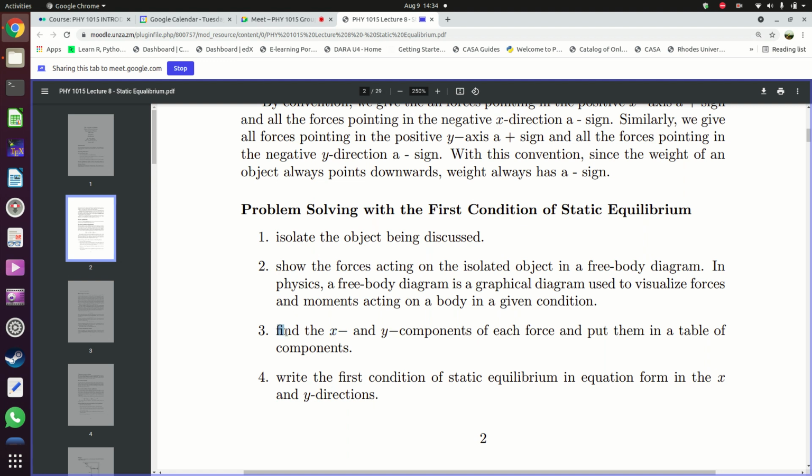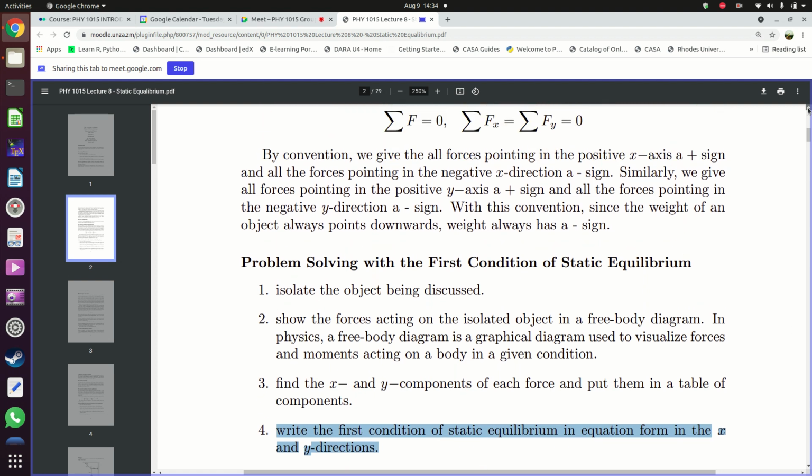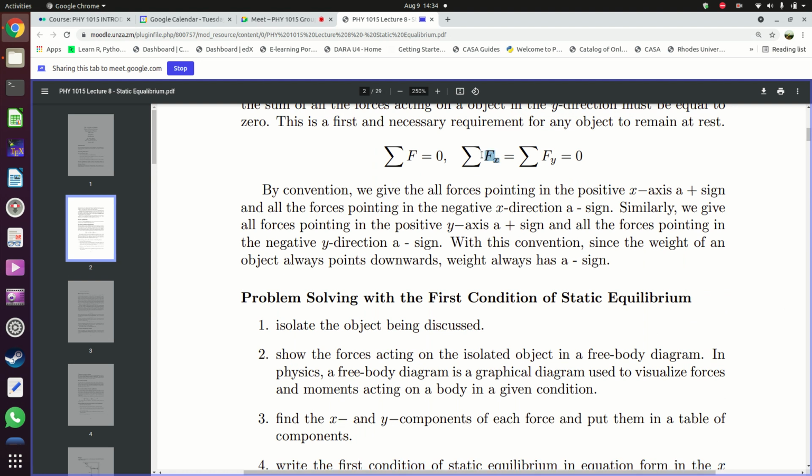Once you find the components for each of the forces on your free body diagram, then you start writing out the first condition of equilibrium. Basically, what you're saying here is, you add the x components of the forces, and the sum of the x components of each of the forces you've identified has to be equal to 0. You also add the y components of the forces, and when you add them, they have to be equal to 0.